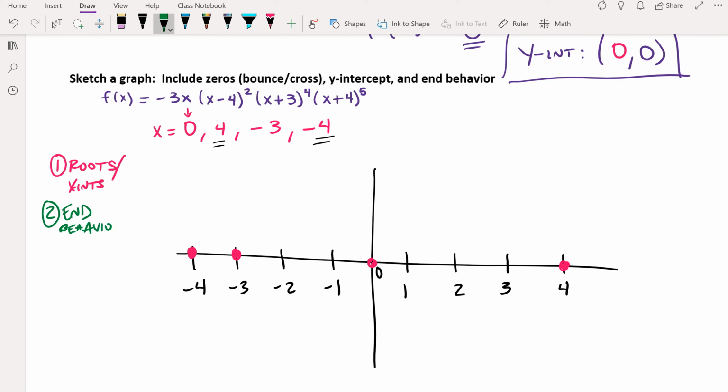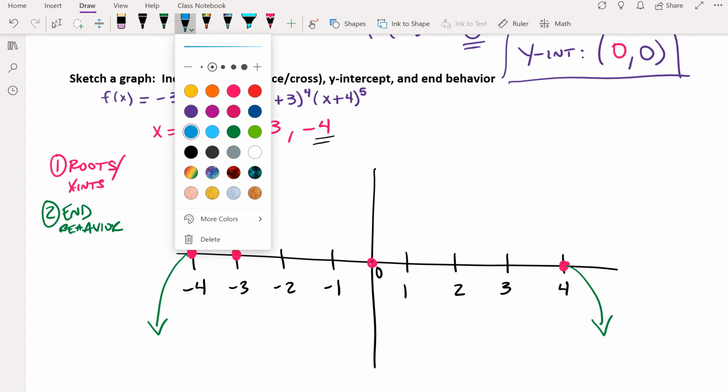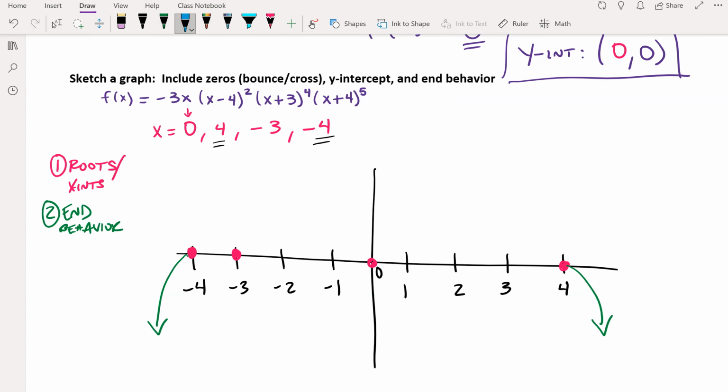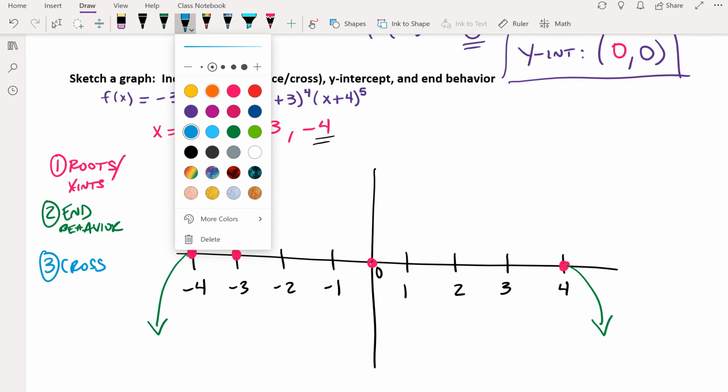And then we're going to do the right side first, usually. But we already sketched our end behavior up top, remember? And we know that both ends are going down. So the right side is going down, and then the left side had to go the same. We found that up top. All right, and then our third step is to say, are we going to cross through or bounce?